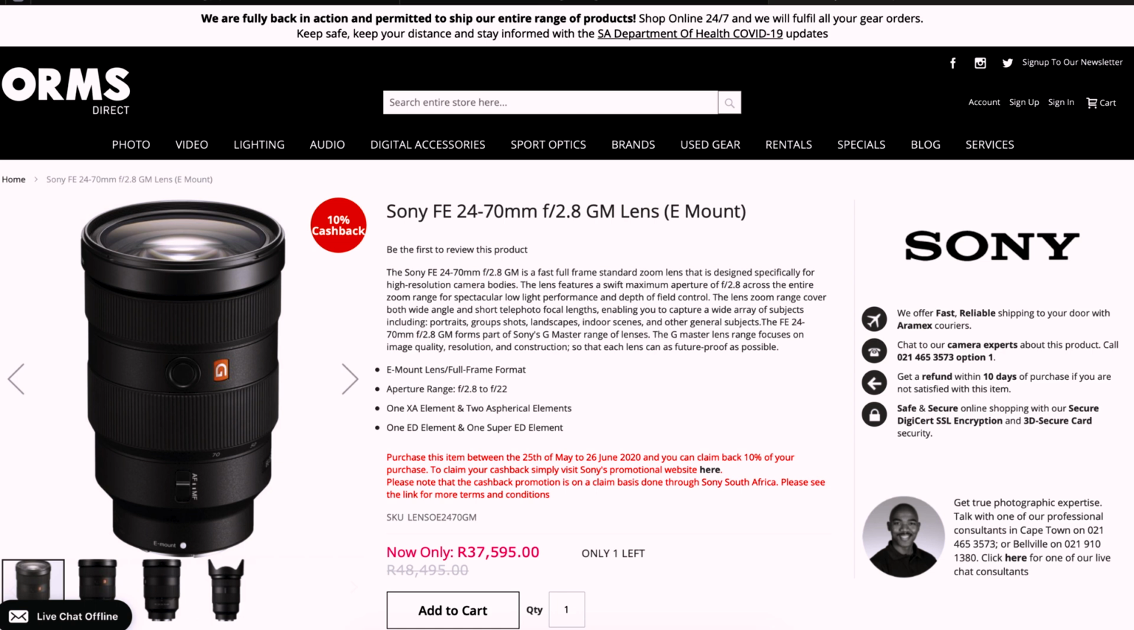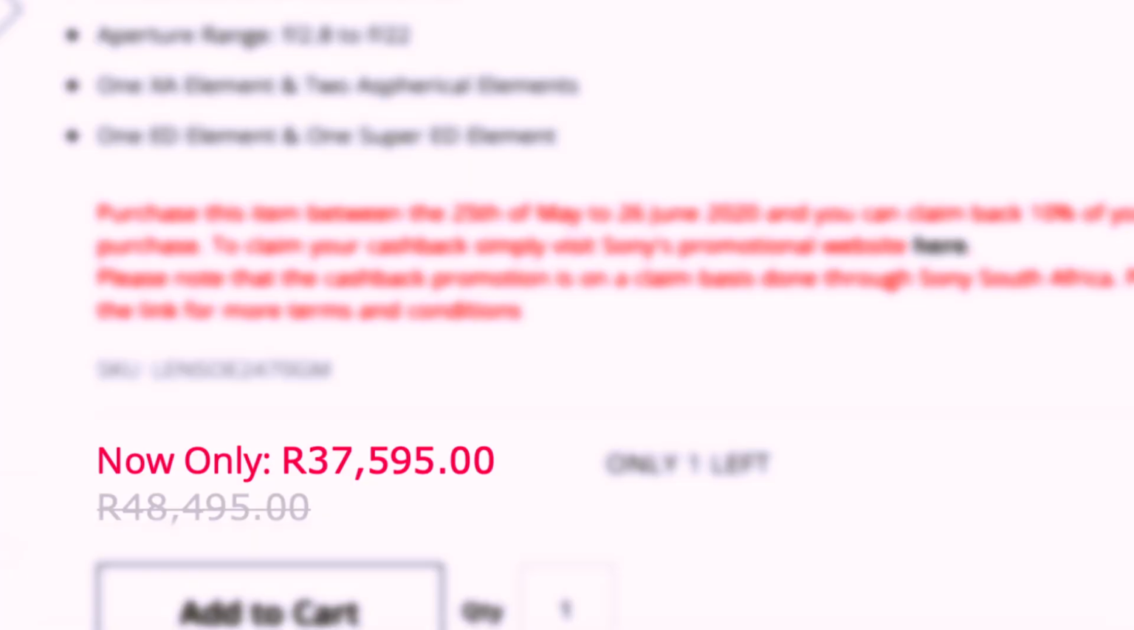Next question is from Tabang and they want to know, if you could only choose one lens for the rest of your life, what would it be? That's a really tough one, but it would have to be the 24-70 G Master f2.8. That's a really great all-round lens. I don't own one, but I usually rent it because it's really expensive.